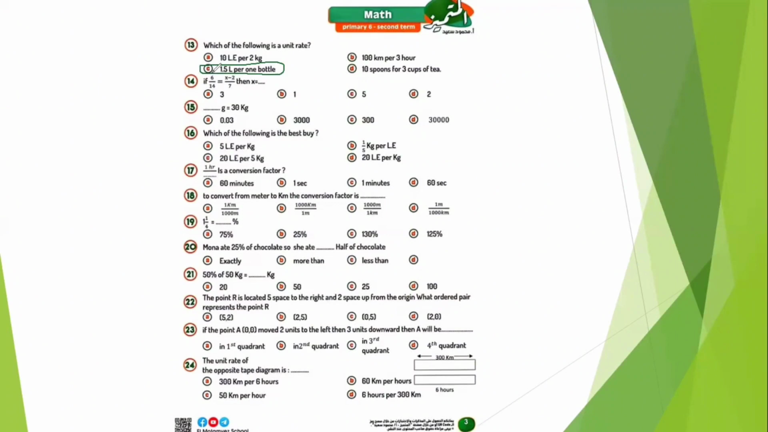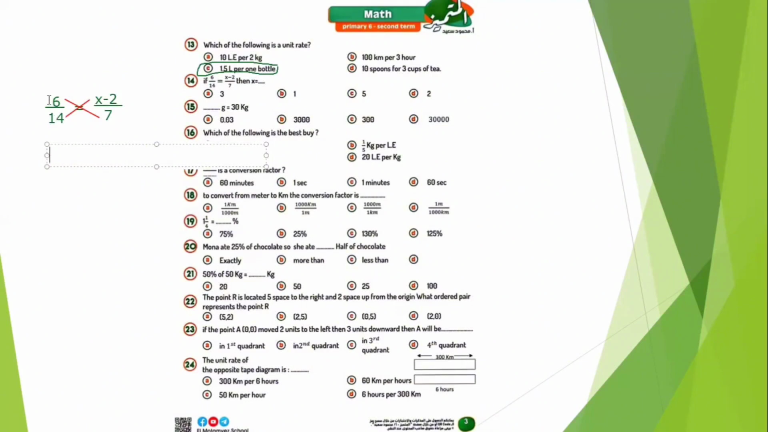Question 14: If 6 out of 14 equals x minus 2 out of 7, then what is the value of x? We can write it and use the crisscross or scissors method. How can we use it? We multiply 6 by 7 equals 14 multiplied by x minus 2. 6 times 7 equals 42, equals, and we can use the distribution property.